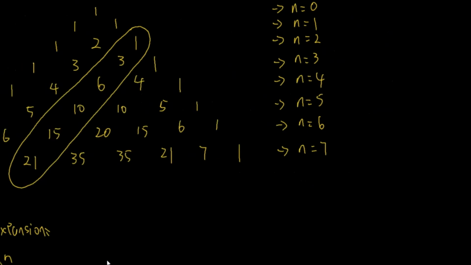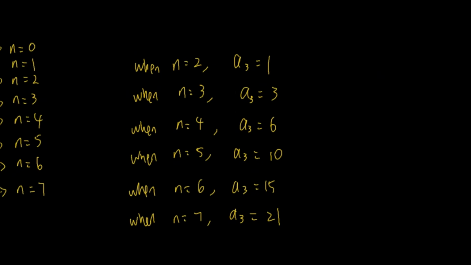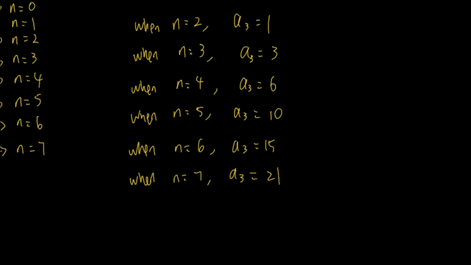As you can see, only the third diagonal row of Pascal's triangle is circled, because that's what we're looking at right now. That's because this will be the third term, the coefficient of the third term after you expand the polynomial. Okay, so that's the information we have. What pattern do we have?